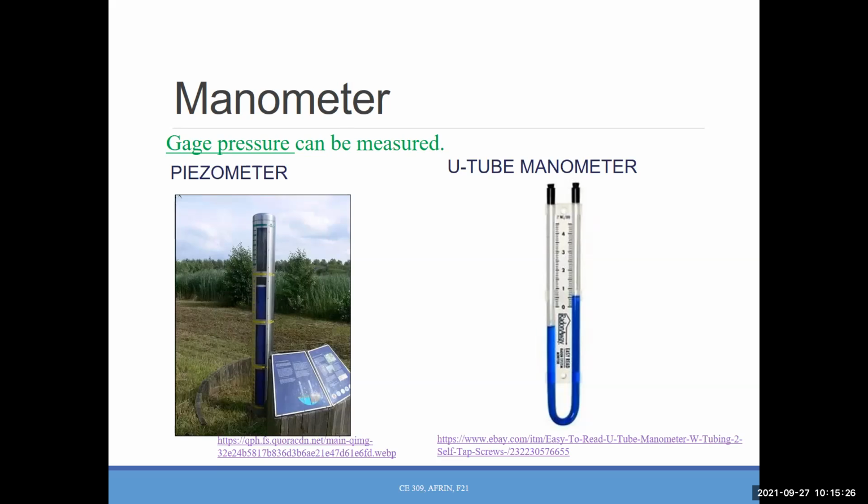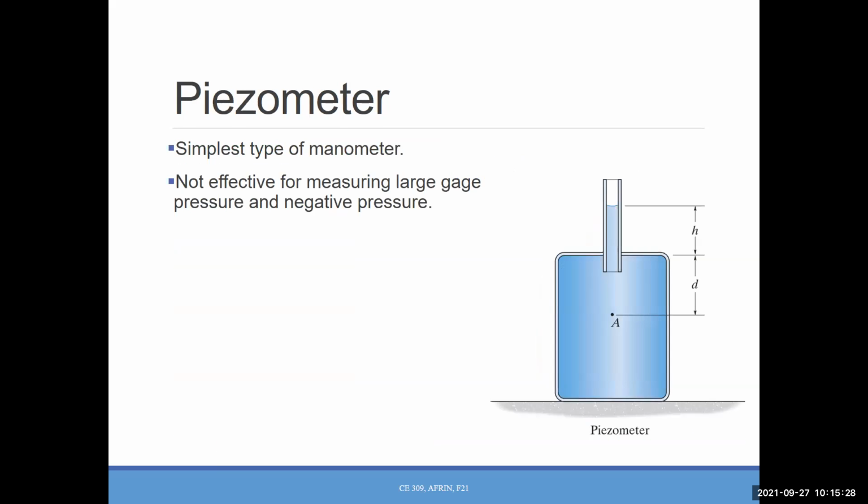Okay, so let's go through very quickly some of the advantages and disadvantages of each one. With the piezometer, you can't measure large gauge pressure or negative pressure. So you need something else when the gauge pressure is very high and there is a possibility of negative pressure. That means you can't measure the vapor pressure using this piezometer. Okay.